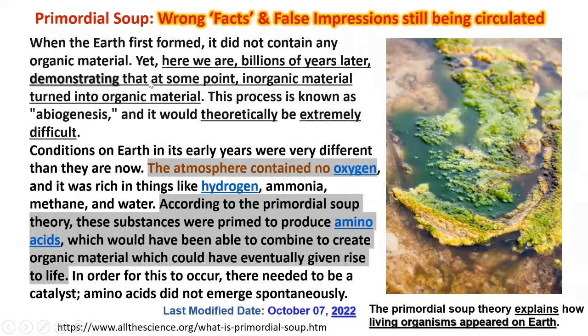Okay, so when the Earth first formed, this is a continuation of the same article. When the Earth first formed, it did not contain any organic material. Yet here we are, billions of years later, demonstrating. You see how just now it was saying may, but now it says demonstrating that at some point inorganic material turned into organic material. This process is known as abiogenesis. That means no life, but can get life out of no life. And it would theoretically be extremely difficult. You see the word theoretically, extremely difficult, but written like that, it makes a suggestion that it was not that difficult after all. So you see what they are doing.